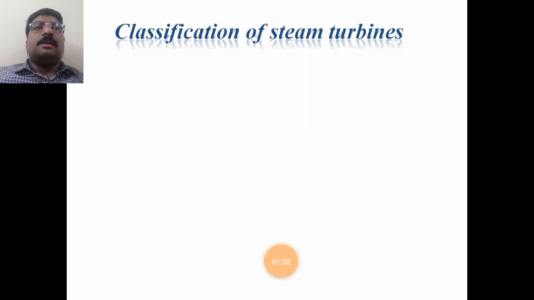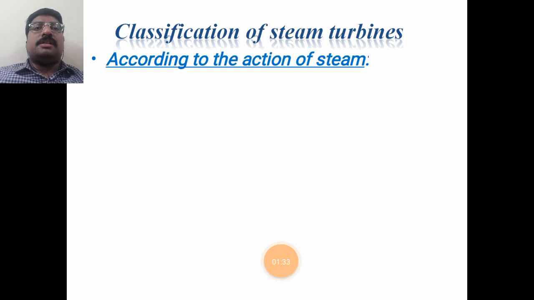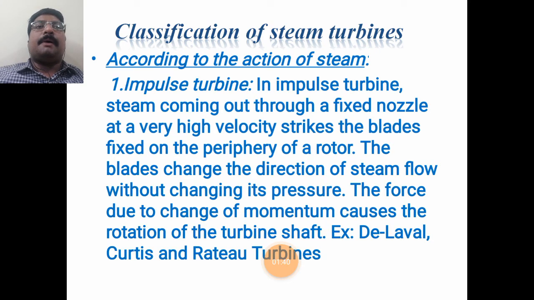Now we have different classifications of steam turbines. First, according to the action of steam, steam turbines are classified into three types. The first one is the impulse turbine. In an impulse turbine, the steam coming out through a fixed nozzle at high velocity strikes the blades fixed on the periphery of the rotor. The blades help change the direction of the steam flow without changing its pressure.